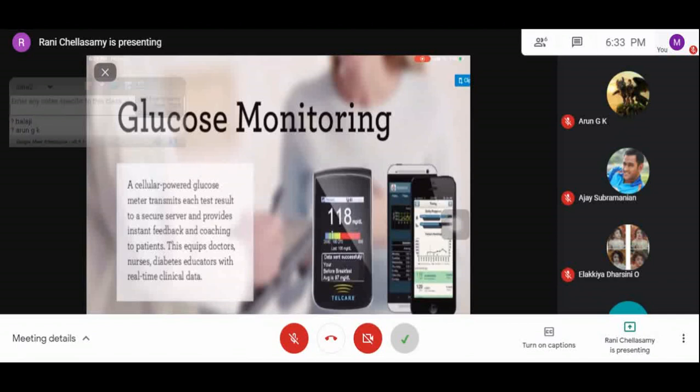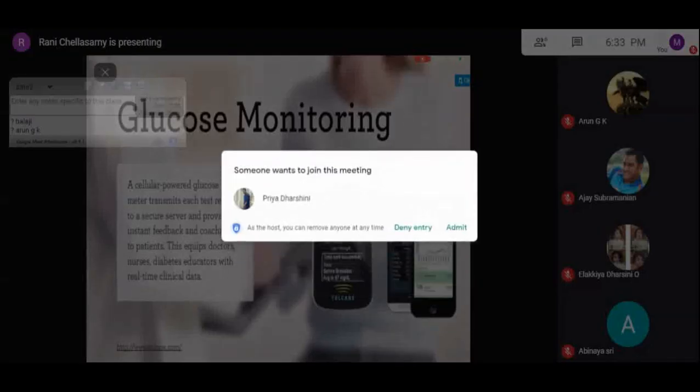So the patient's information, the patient's record about their diabetes, will be monitored with the help of this device, and directly all the reports will be stored on the cloud. So whenever the doctor attends the person, the doctors or the nurses can directly get the patient's information or their records from the cloud. Okay.